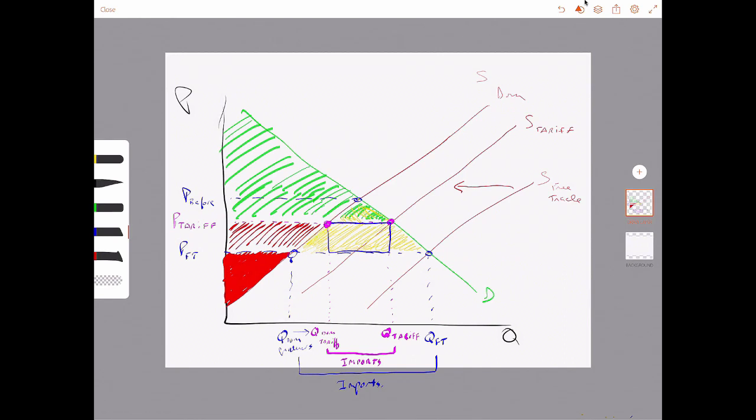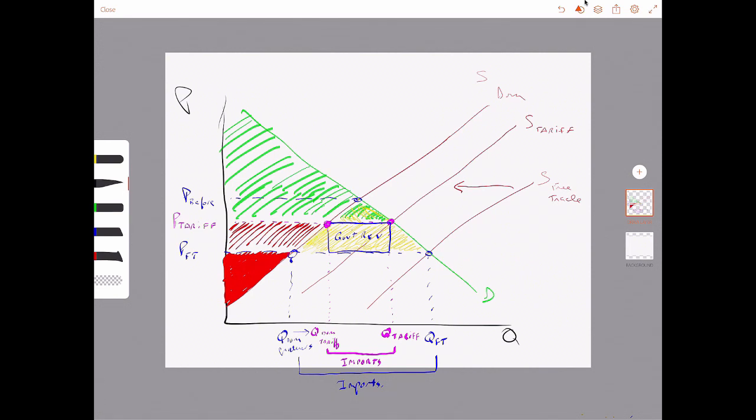The rate of the tax, which is the size of the tariff, times the number of imports becomes government revenue. So this box, that's just transferring it to some other part of the economy. At the macro level, it's not that big a deal. For the consumer, it is kind of a big deal. They're paying more.